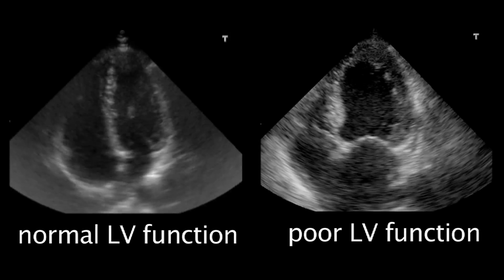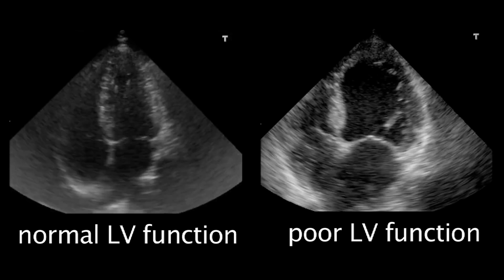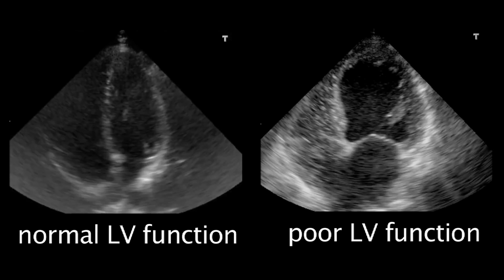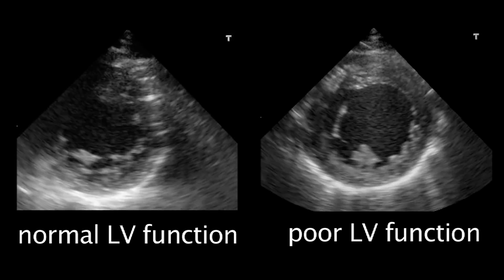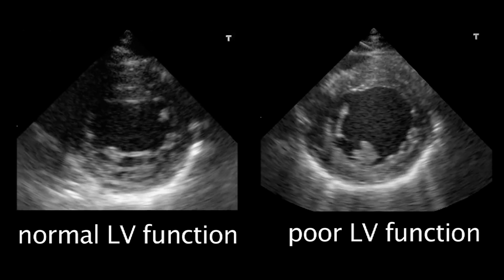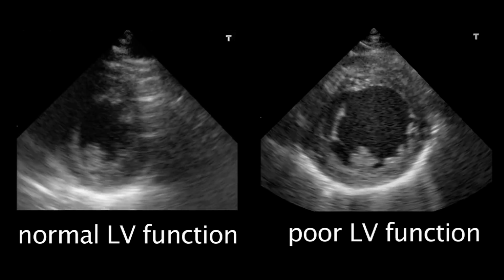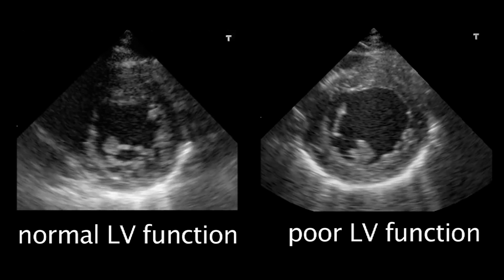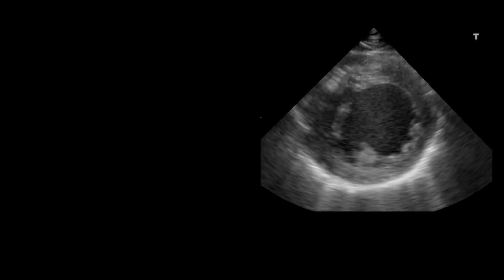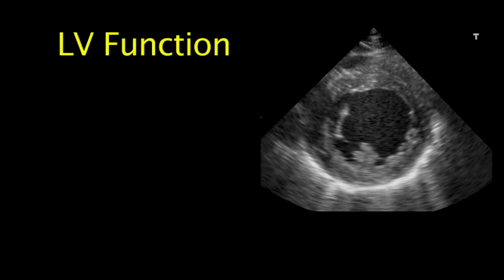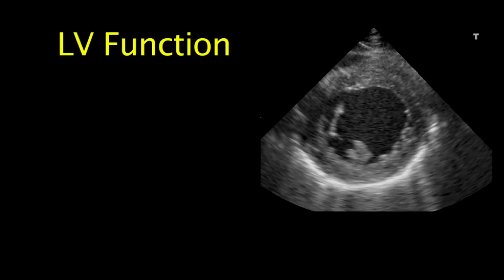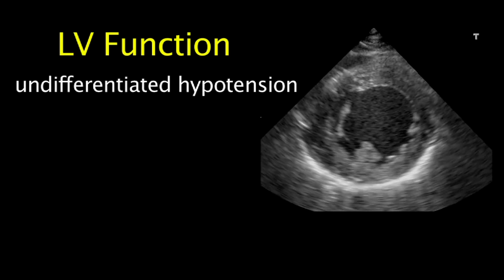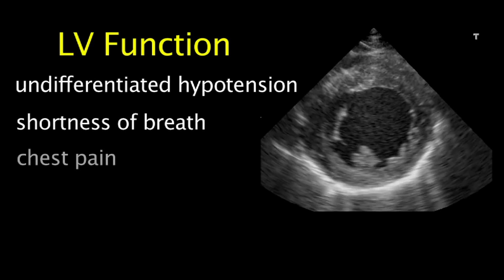After some practice, you'll be able to detect normal and moderately depressed or severely depressed left ventricular systolic function. One method of determining left ventricular function is to assess changes in left ventricular size between diastole and systole. The ability to estimate left ventricular function is very useful in a variety of clinical settings, such as in the evaluation of patients with undifferentiated hypotension, shortness of breath, or chest pain.